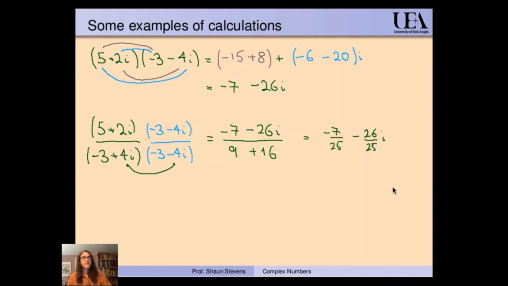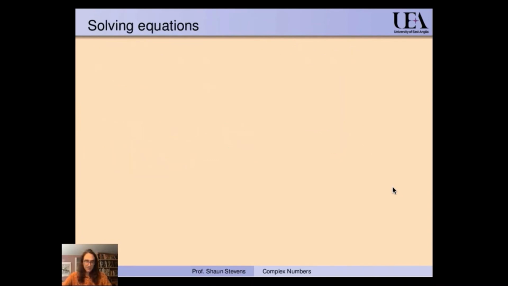And we can also square numbers, we can cube numbers, we can do any sorts of arithmetic that we want, and this is something that if you've not done it before, you should have a practice with. Okay, so those are some calculations. What about solving equations? So we can also solve some equations. So here, for example, is an equation. We could look at minus 3 plus 4i z plus 1 plus 2i is equal to 6 plus 4i.